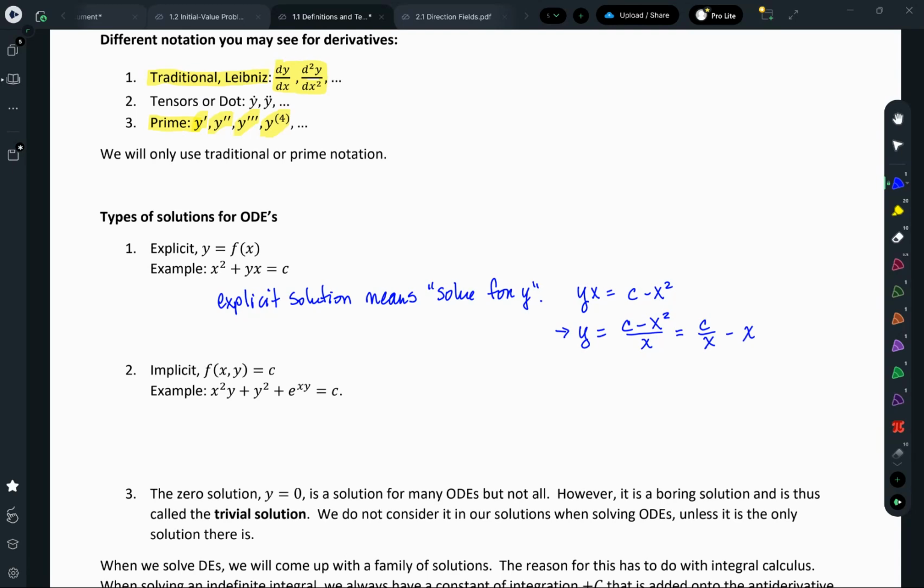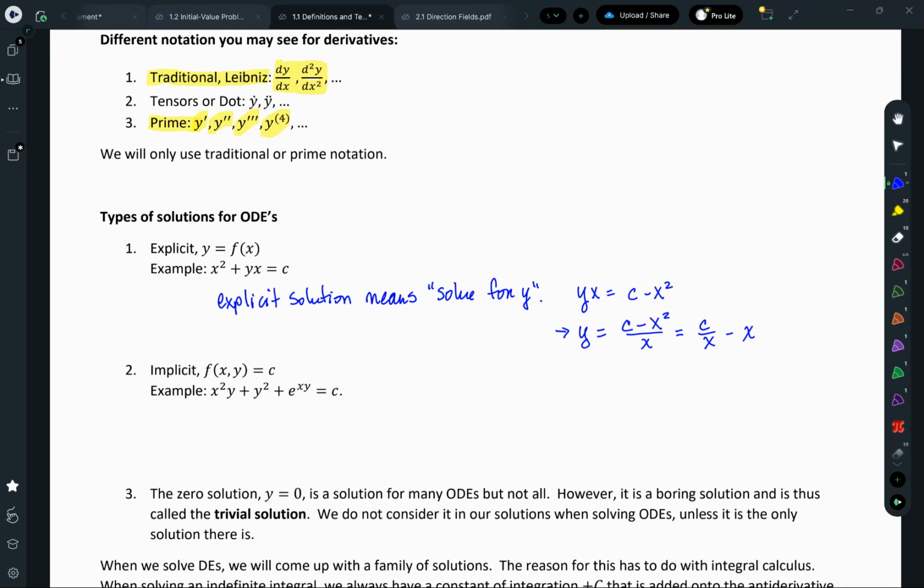We have x squared y plus y squared plus e to the xy is equal to c. If I tried to solve for y here, I wouldn't be able to. The first term, I see y by itself, and so I'd be like, oh, just move everything else over and divide by x squared. Well, that doesn't work, because if I move the y squared over, then I have y on the other side. I'm not looking for y in terms of y. An explicit solution is y in terms of x only.